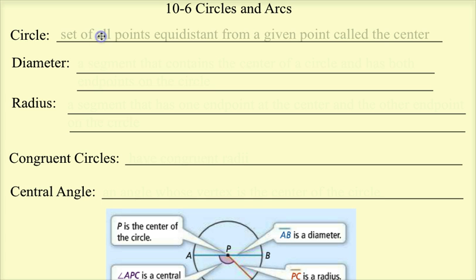A circle is a set of all points equidistant from a given point called the center.